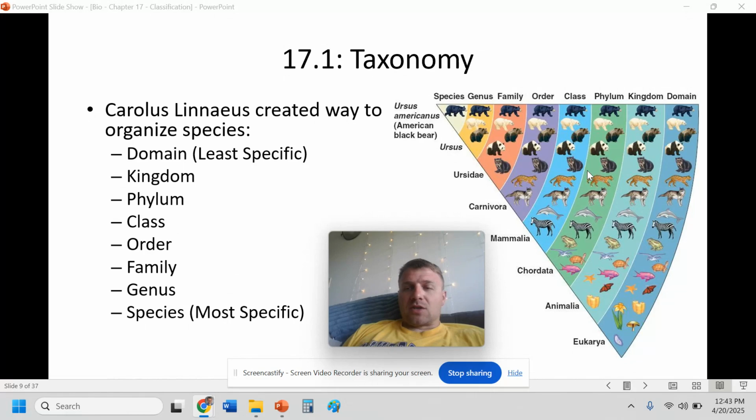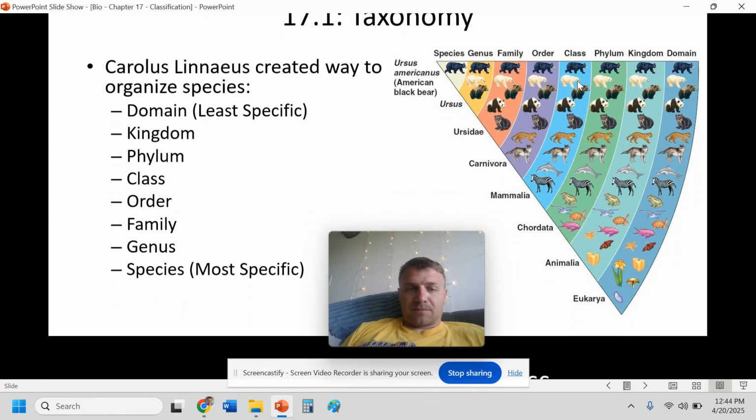What he did was group organisms into more and more specific groups. We have nowadays domain, kingdom, phylum, class, order, family, genus, and species, where domain is the least specific and has the most organisms, and species is the most specific and only has one type of organism. So as we go down the list, it becomes more and more specific. We go from domain to species.